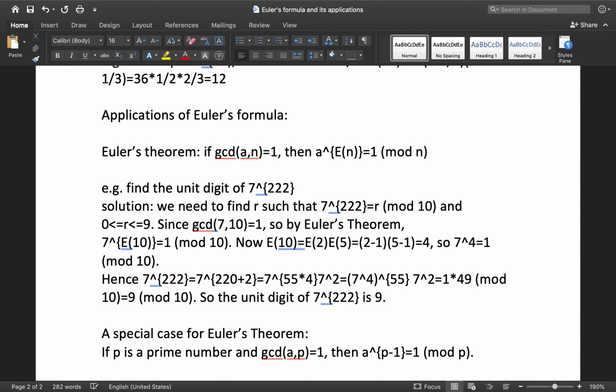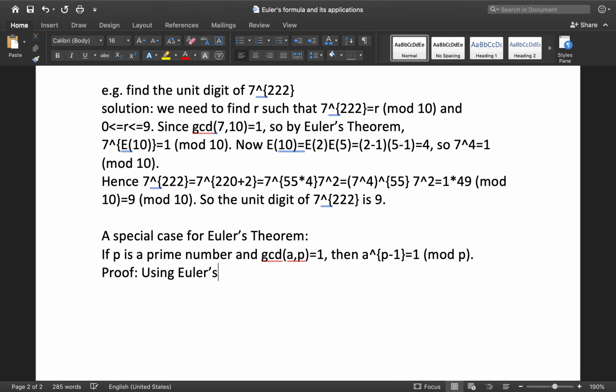Okay, it's exactly a special case of Euler's theorem, because now the proof is very easy. For example, if you want to prove it, now using Euler's theorem, let me look down a little bit.